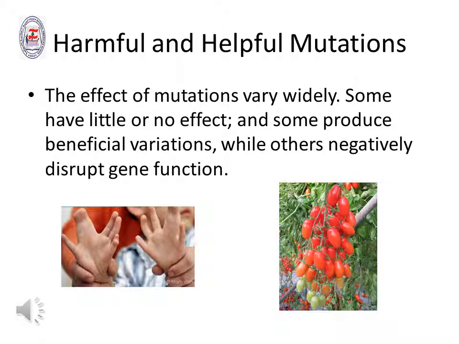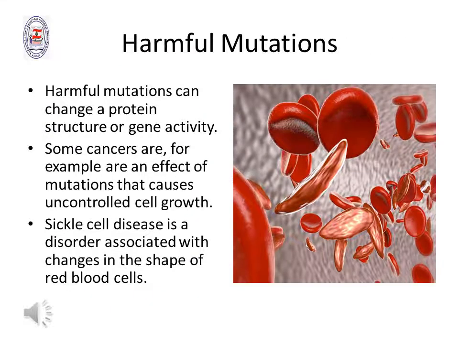The effects of mutations vary widely. Some have little or no effect, and some produce beneficial variations, while others negatively disrupt gene function. Harmful mutations can change a protein structure or gene activity. Some cancers are, for example, an effect of mutations that cause uncontrolled cell growth. Sickle cell disease, or sickle cell anemia, is a disorder associated with changes in the shape of red blood cells, whereby the oxygen carrier protein hemoglobin cannot function anymore.